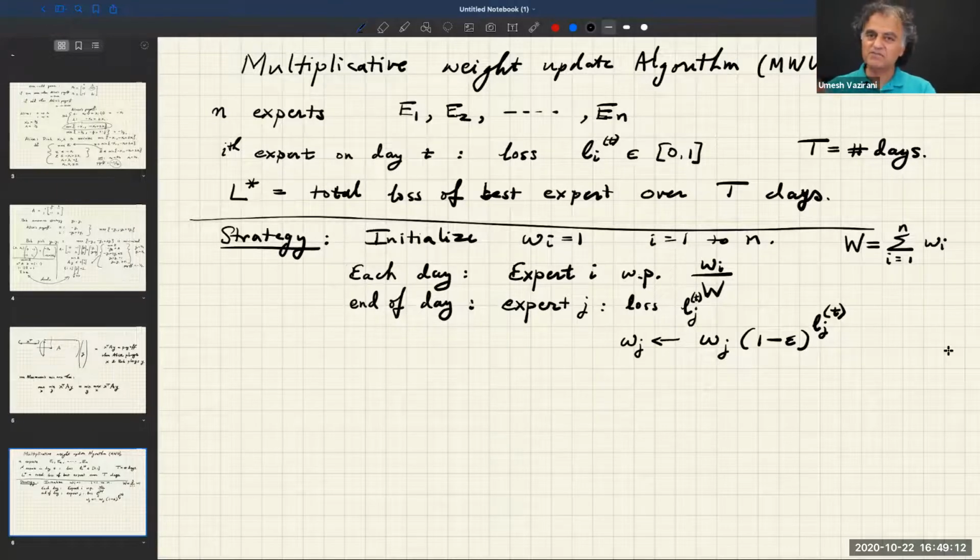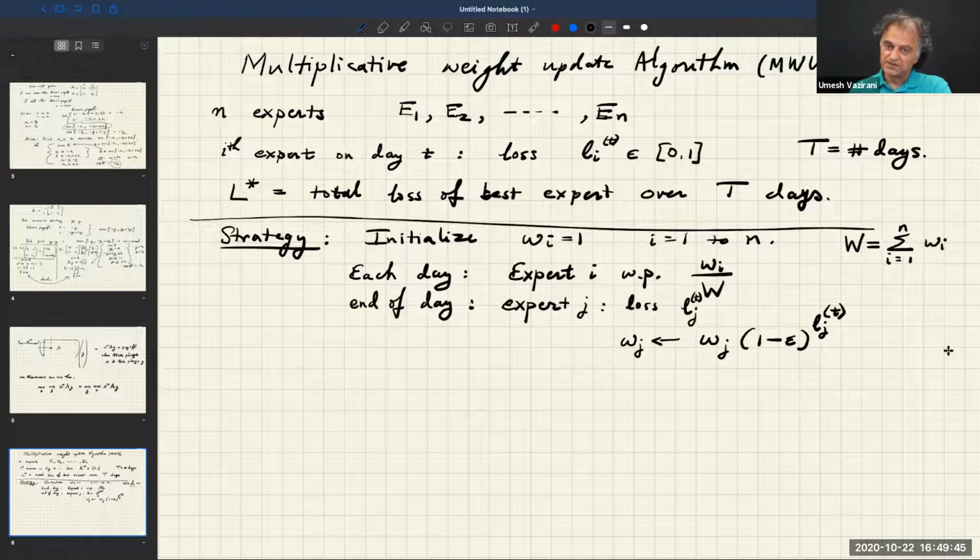And epsilon is some parameter that we can choose. Epsilon is some parameter which reflects our impatience with experts. So if epsilon is large, that means that we are pretty impatient. If somebody is doing badly, we just decrease the weight very rapidly. And if epsilon is small, then we are willing to be patient, right? And we'll see how the trade-off works out.